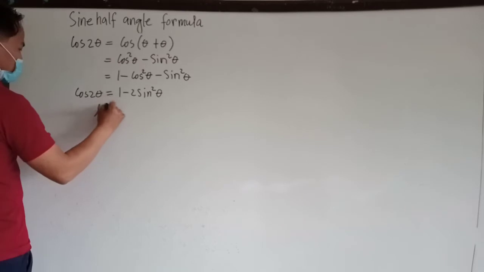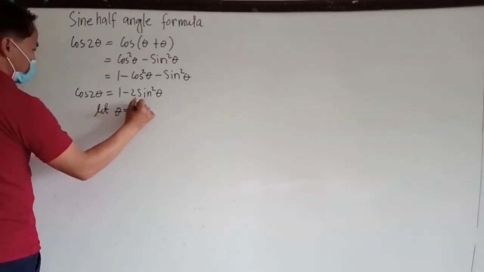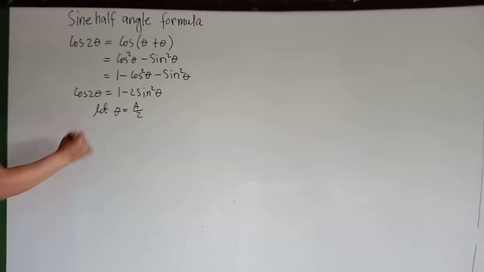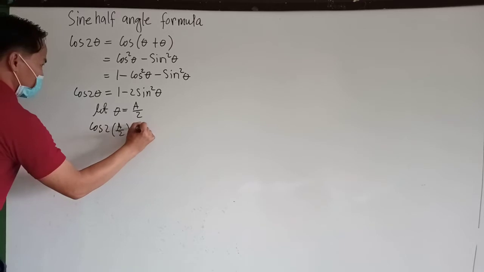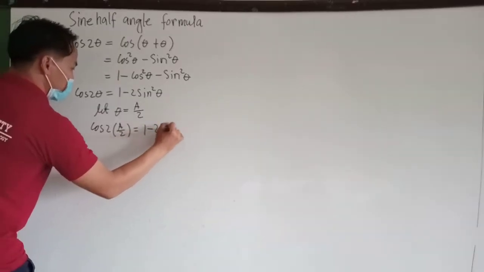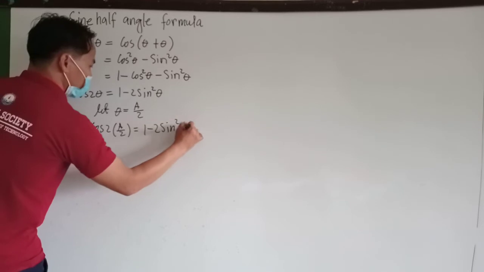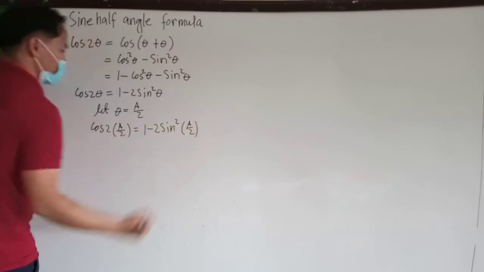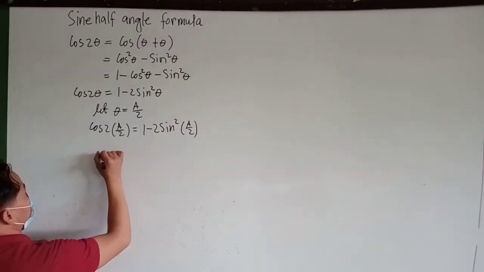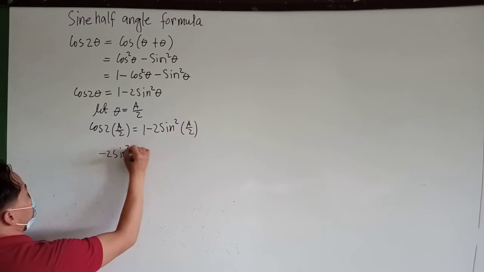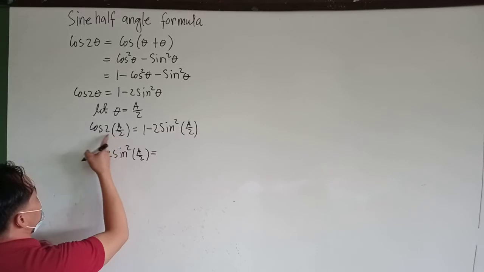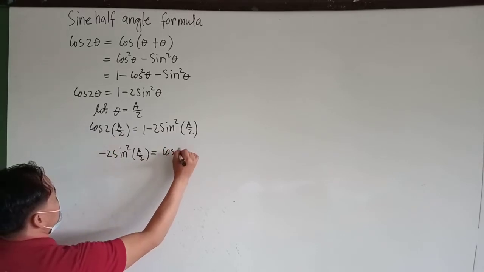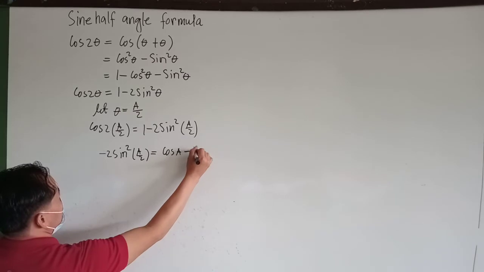Then we can let theta be equivalent to a over 2. Okay, so we can now write this as cos of 2 times a over 2, which is equivalent to 1 minus 2 sine squared of a over 2. Then we can write this as negative 2 sine squared of a over 2 is equivalent to this. The 1s cancel out, so we have here cos of a minus 1, so from positive 1 it becomes negative 1.